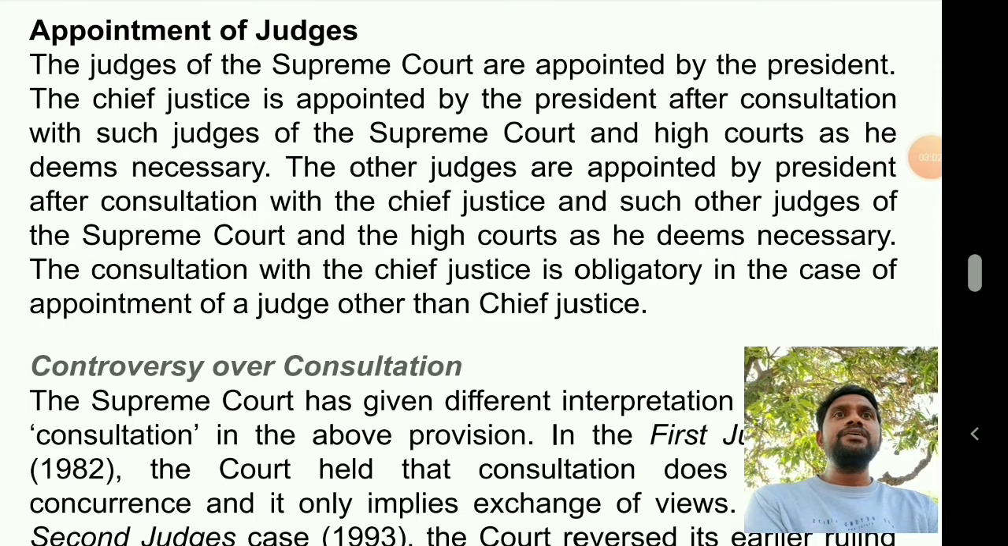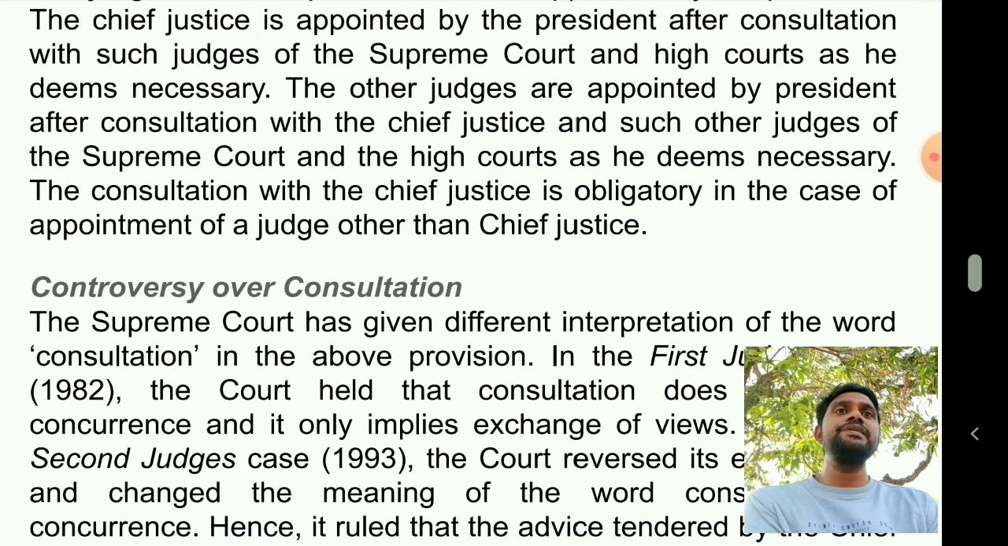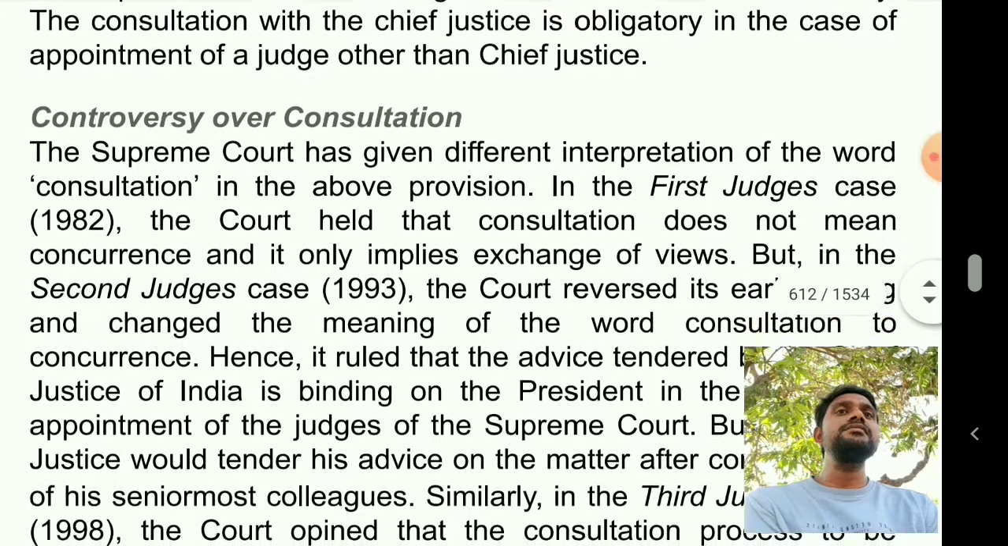Next is appointment of judges. The judges of the Supreme Court are appointed by the President. The CJI is appointed by the President after consultation with such judges of the Supreme Court and High Courts as he deems necessary. The other judges are appointed by the President after consultation with the CJI and such other judges of the Supreme Court and the High Courts as he deems necessary. The consultation with the CJI is obligatory in the case of appointment of a judge other than the CJI.